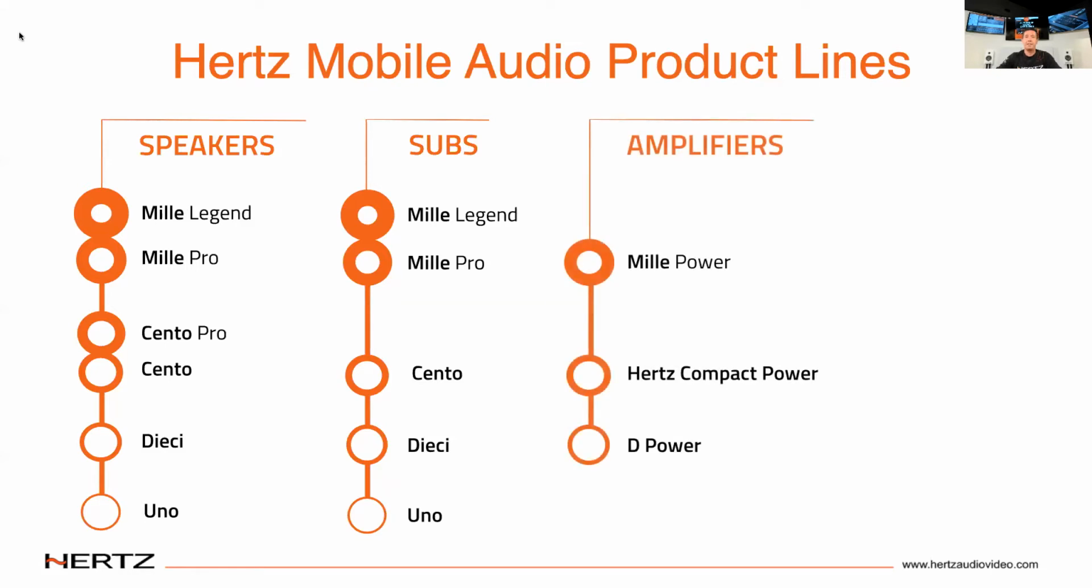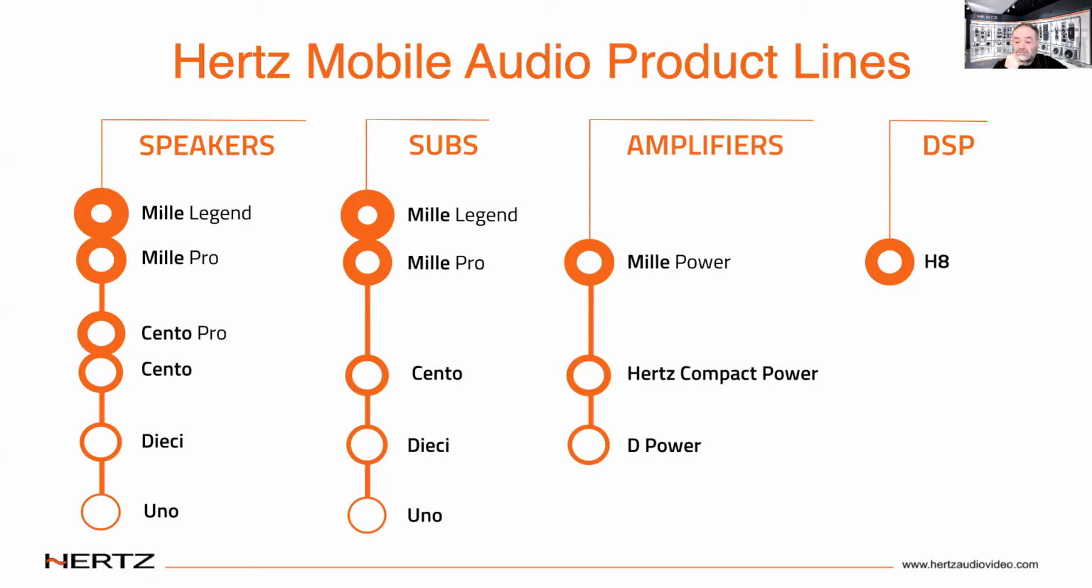Our amplifiers include Mille Power, Hertz Compact Power or HCP, and D Power, where D stands for and matches with Dieci, our entry-level amplifier. And finally, there's the H8 DSP. It's a user-friendly DSP that can be configured to operate almost any place you need a DSP in simple systems or more advanced systems. And I think this shows Hertz is an excellent brand for specialists in building car audio systems.